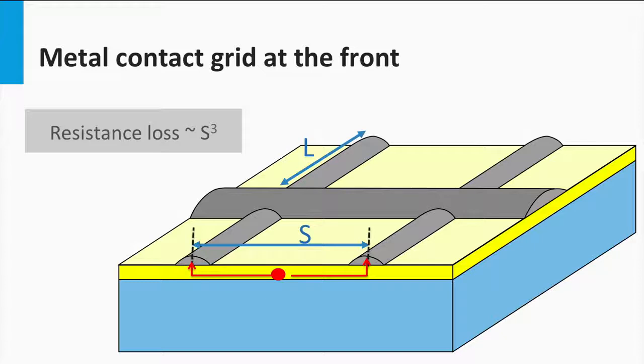In this figure, we see that the electrons in the emitter have to travel in the lateral direction to arrive at the contact. Since the N-type silicon has a higher resistivity than the metal, the charge carriers in the emitter layer also experience a resistance. In one of the exercises this week, it is demonstrated that the power loss due to the resistivity of the emitter layer scales with the finger spacing to the power 3.